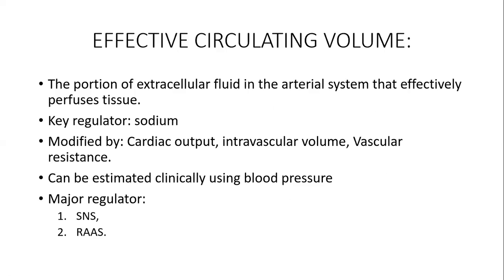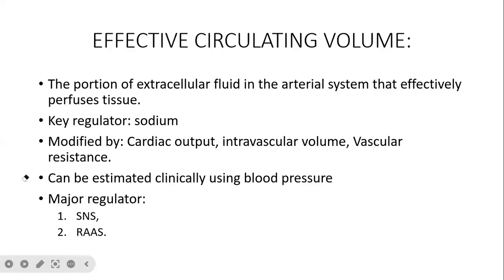Let's discuss another concept known as effective circulating volume. What is effective circulating volume? It is a portion of extracellular fluid in the arterial system that effectively perfuses tissue. Its key regulators include sodium. However, this whole volume is modified by cardiac output, intravascular volume, and vascular resistance. You can estimate this effective circulating volume using blood pressure clinically. And the major regulators of this volume include sympathetic nervous system and renin-angiotensin-aldosterone system.